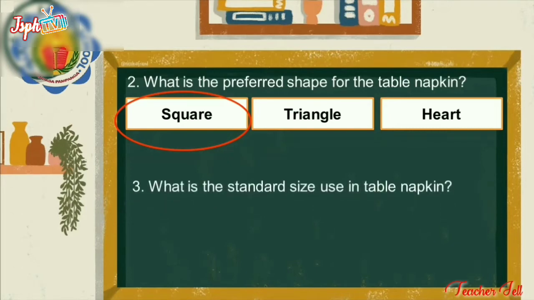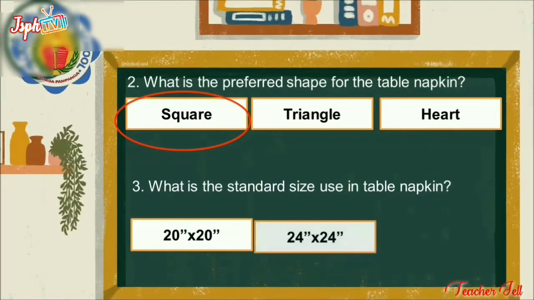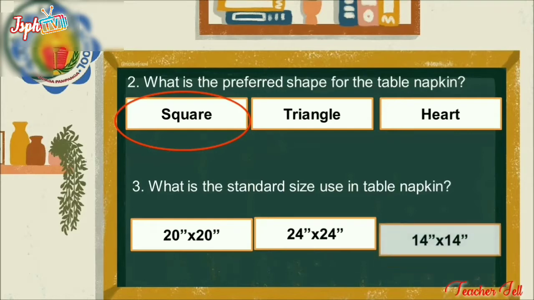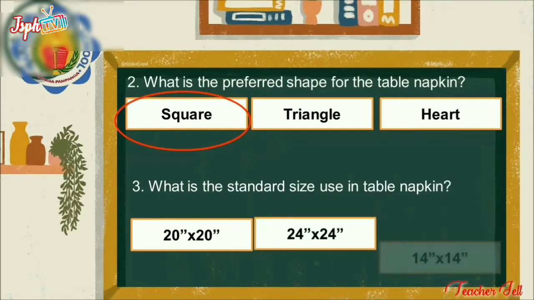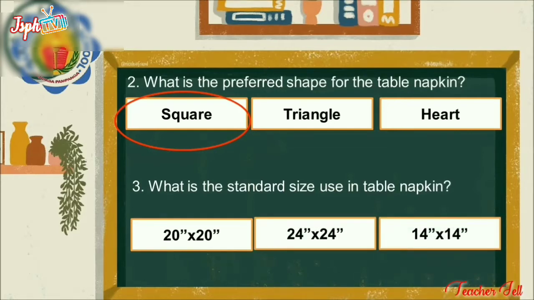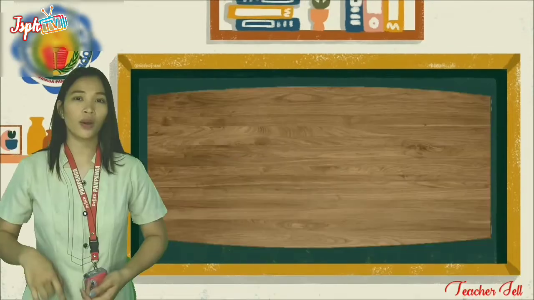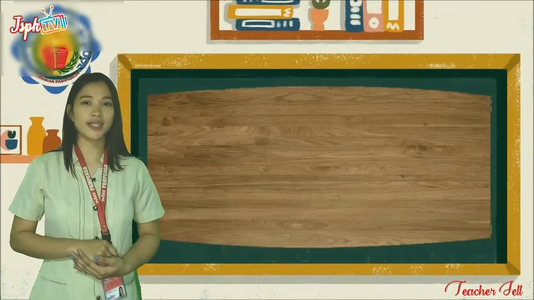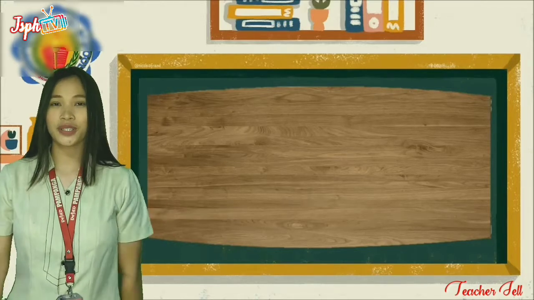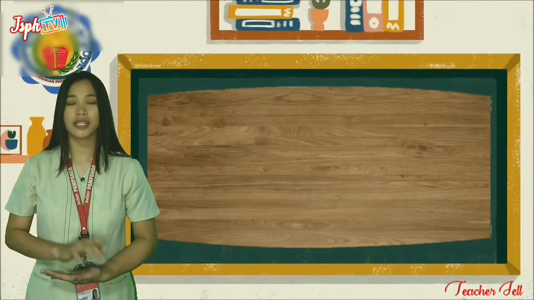Next, number 3. What is the standard size used in table napkin? 20 inches by 20 inches, 24 inches by 24 inches, or 14 inches by 14 inches? Okay, the answer is 20 inches by 20 inches is the standard size for table napkin. Now, let's proceed to our new topic. The lesson for today is 5 basic table napkin folding.